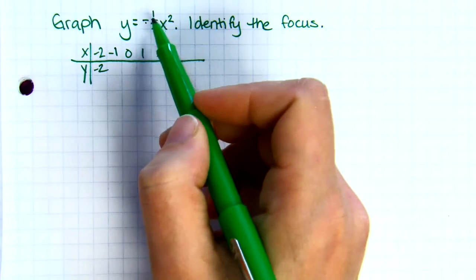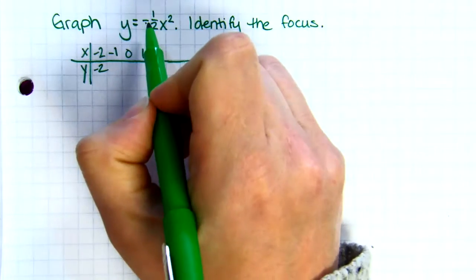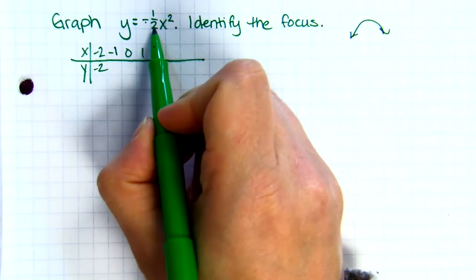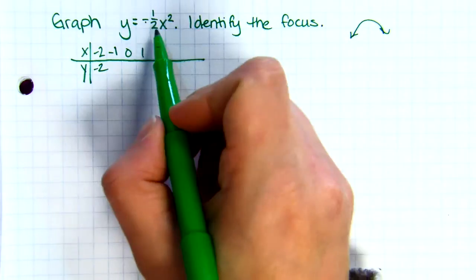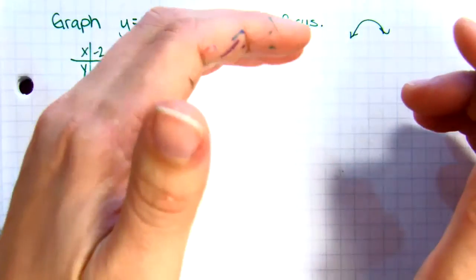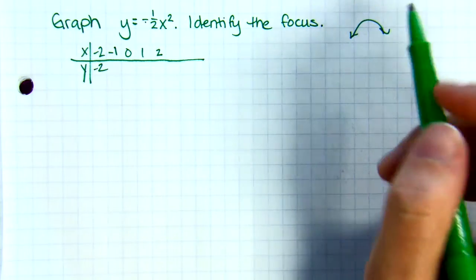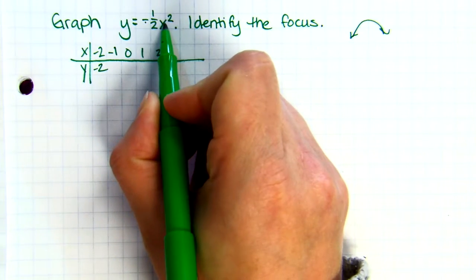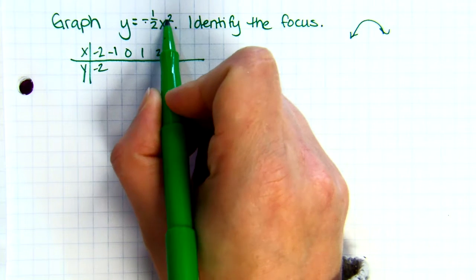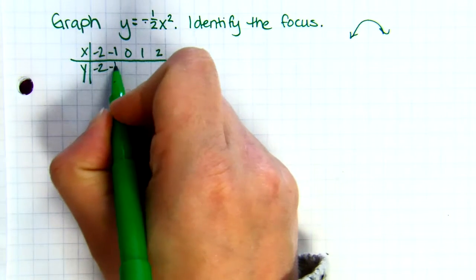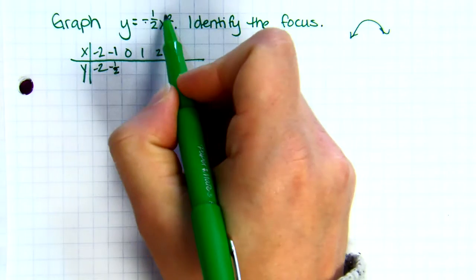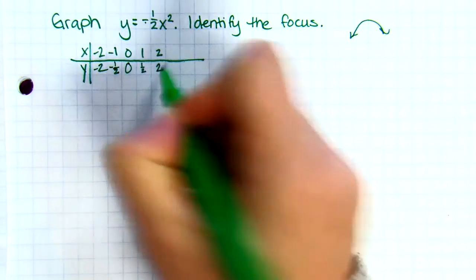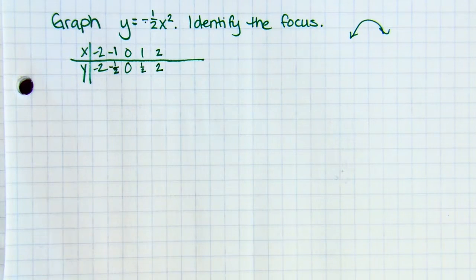Just looking at that function before I even start, I know that because my a is negative, my graph is going to open down, right? And because this is less than 1, it's going to be a little wider than my typical x squared graph. So I'm just going to keep that in the back of my mind as I graph. If I put in -1, -1 squared is +1 times -1/2 gives me a -1/2. 0 times -1/2 is 0, and then because it's symmetric, that will just be 1/2 and then 2.